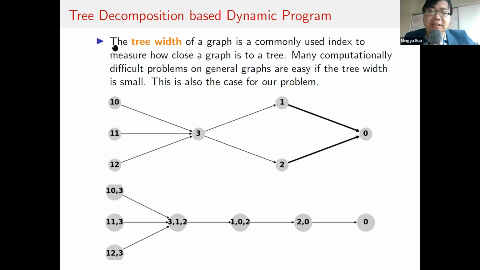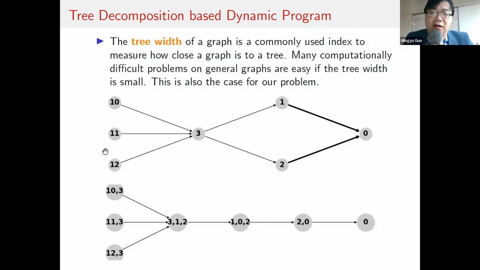And as I mentioned earlier, for those of you who are not familiar with tree decomposition, and correspondingly the idea of tree width, these are commonly used definitions to describe how close a graph is to a tree. And many computationally difficult problems on general graphs turn out to be easy if we focus on graphs with small tree width. That would be graphs that are very close to trees. A small tree width means the graph is close to a tree. And this is also the case for our problem.